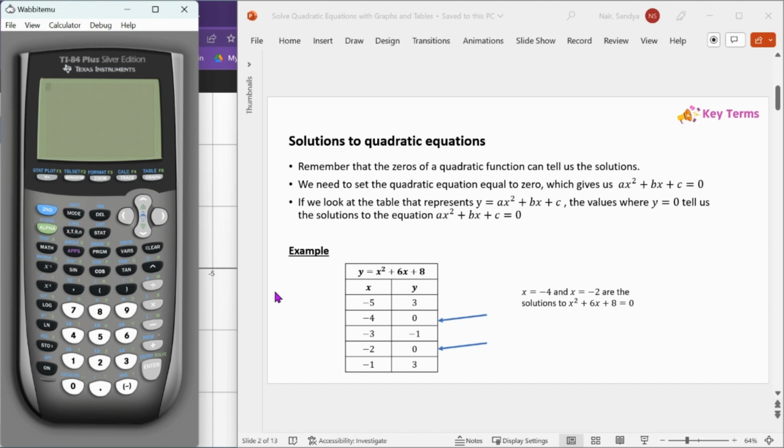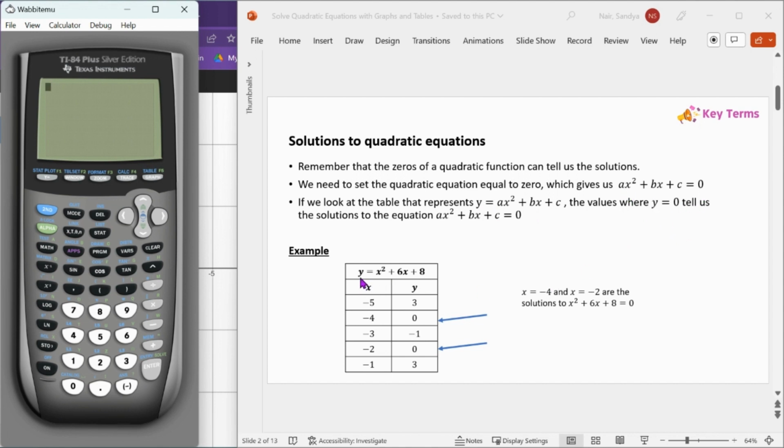So if we look at the table that represents y equals ax squared plus bx plus c, the values where y equals 0 tell us the solutions to the equation. Because you see what we've done here is we've replaced the 0 with y, so wherever y equals 0 is going to be the solutions to this equation.